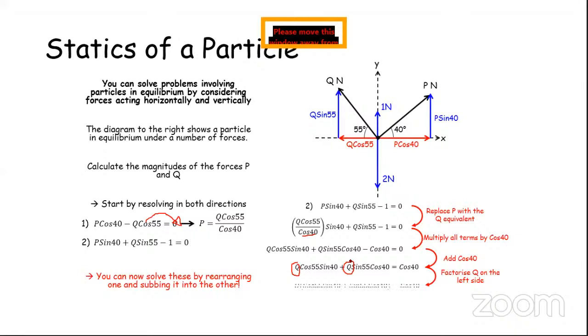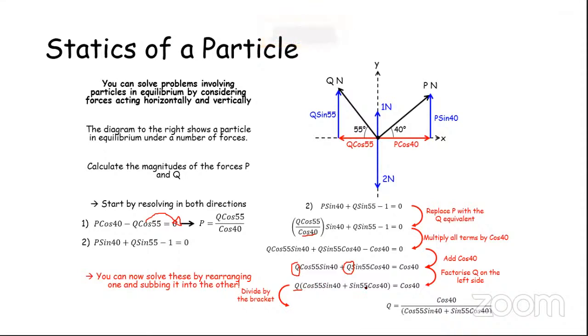So we have to factorize it out. And after factorizing it out, we are going to divide by the bracket. So we divide both sides by this. And after dividing, when you substitute in a calculator, our value will be 0.769 newtons. Any questions before I proceed?